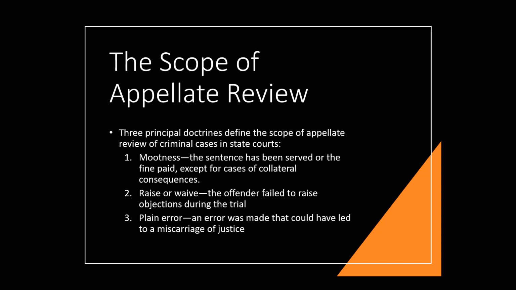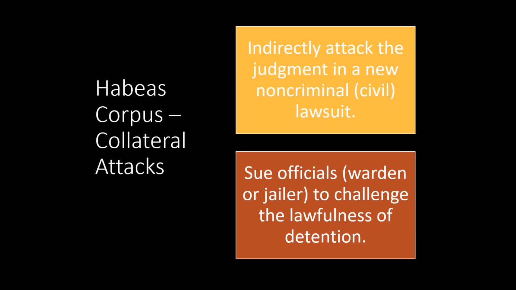All right, so habeas corpus or collateral attacks. You can indirectly attack a judgment in a new non-criminal lawsuit. What you do in a habeas corpus attack is, let's suppose you're being held in central prison or the jail in Laramie, Wyoming, I don't care. You sue the warden of central prison, or the jailer, it would be the sheriff probably, of the jail in Laramie, Wyoming, and claim you were being unlawfully detained for this, this, and this reasons. That's a collateral attack. It's not a direct attack.